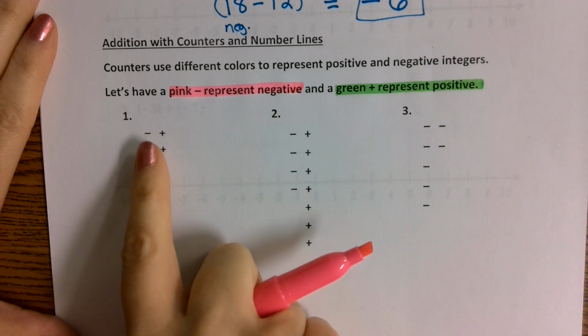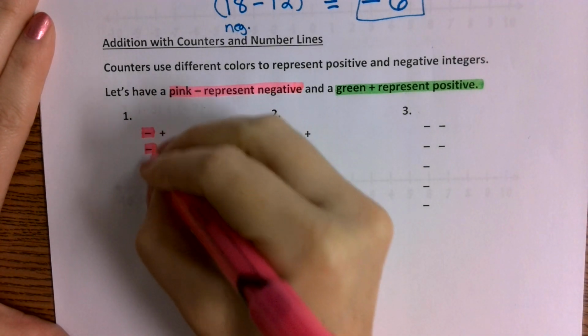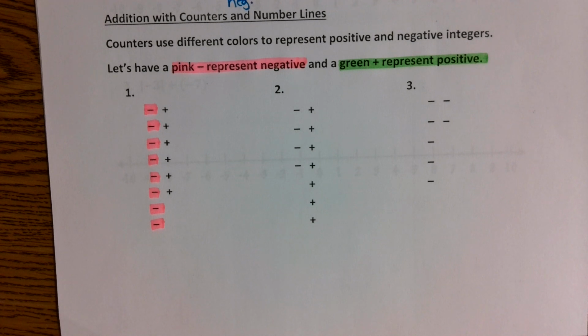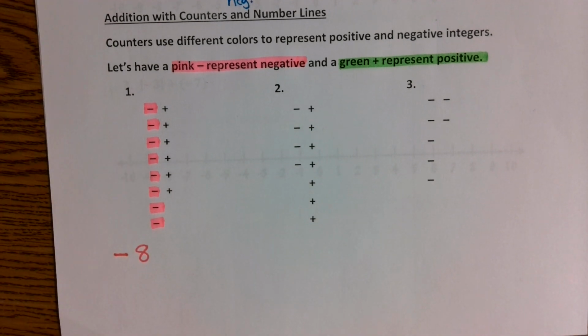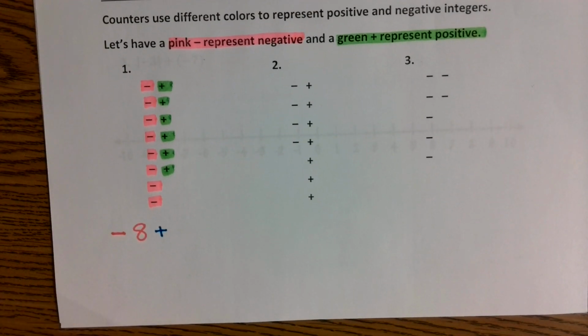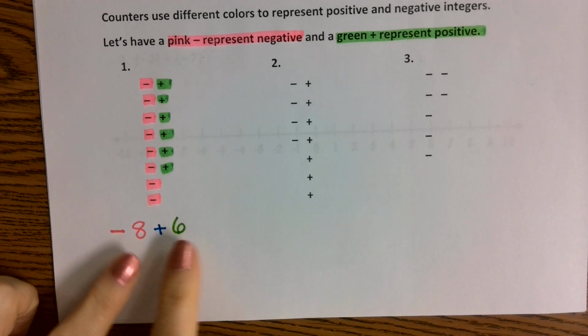So for my first problem, my first term is represented by that first column, which is a bunch of negatives. In fact, I've got 1, 2, 3, 4, 5, 6, 7, 8 negatives. So when I'm writing out my numerical expression, I'm going to write down that I have a negative 8. Now when we utilize our counters, we're showcasing addition. So we're showing how we are taking negative and positive counters and adding them together. So I know I'm starting with a negative 8, and then I'm going to add a positive 6. 1, 2, 3, 4, 5, 6. So I'm adding a positive 6 for those counters. So this is my numerical expression, negative 8 plus 6.